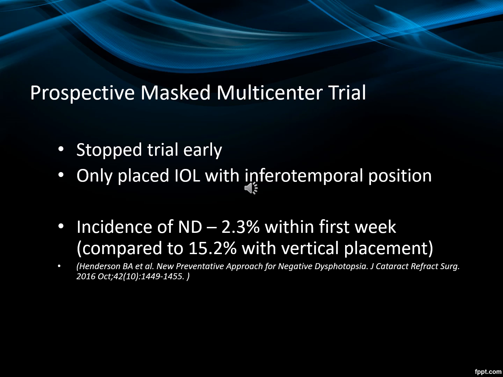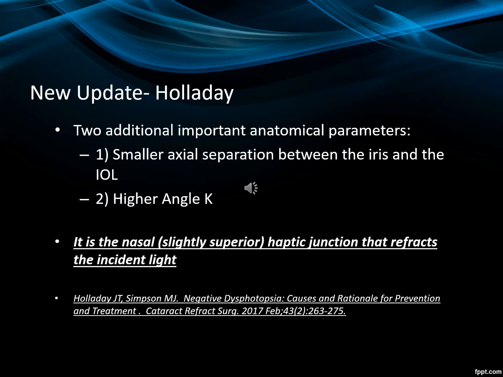Because of the strong preliminary results, we decided to stop the trial early and only continue placing the lens in the study position horizontally. We found that the incidence of negative dysphotopsia was significantly lower in the first week, 2.3%, compared with the 15.2% with the control vertical placement.